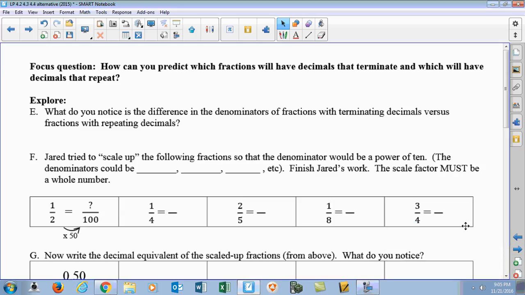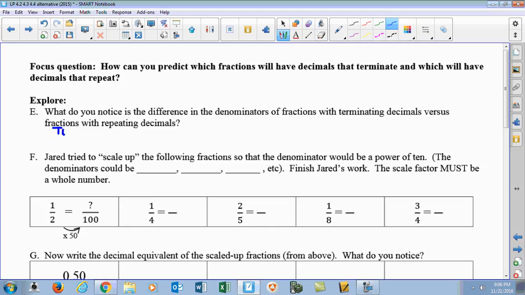All right, so on page 3, our focus is how can you predict which fractions will have decimals that terminate and which will have decimals that repeat. So back to what we talked about on the previous page. We should be on page 3 now, or the first page of the second part. Is that for terminating decimals?